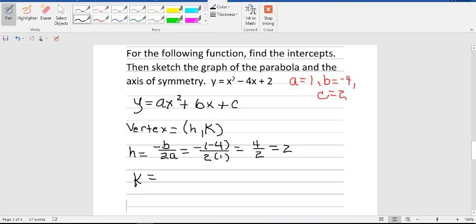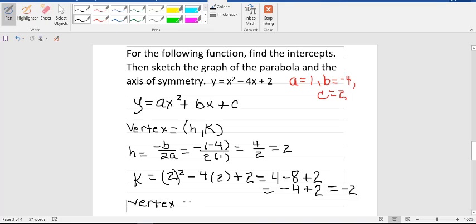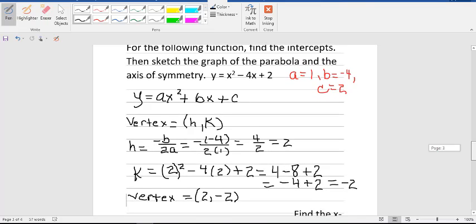I find k by replacing all of the x's in the parabola's formula with my h, which in this case is 2. So k is the y where x is 2. So k is 2 squared minus 4 times 2 plus 2. When I square 2, I get 4. Negative 4 times 2 is negative 8 plus 2. So 4 minus 8 is negative 4, and then I need to add 2 to that. So k is negative 2. The vertex is the point whose coordinates are 2, negative 2. So that is an ordered pair.